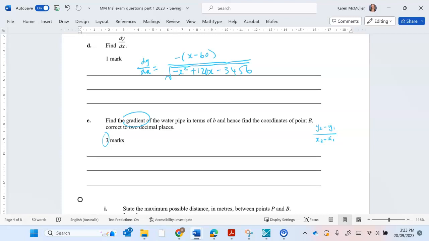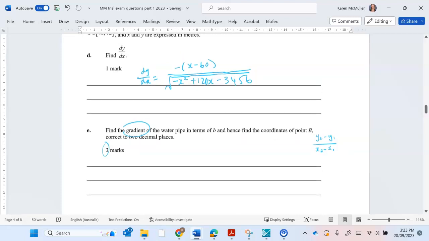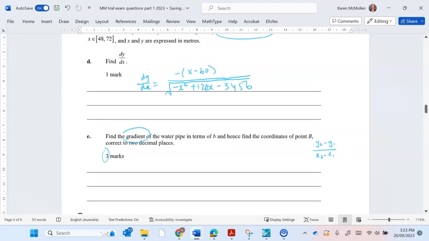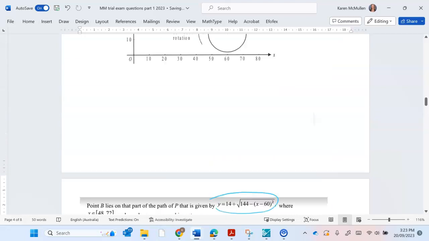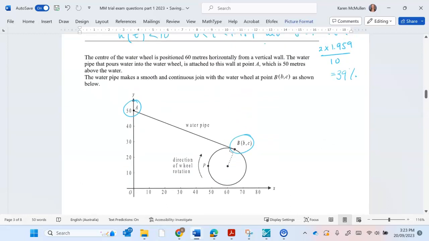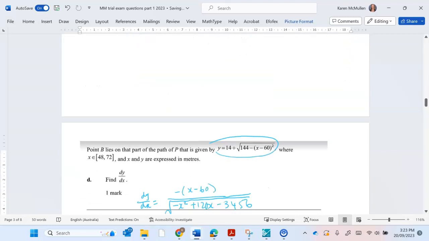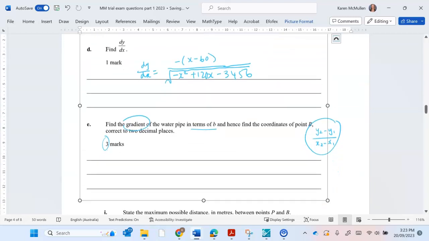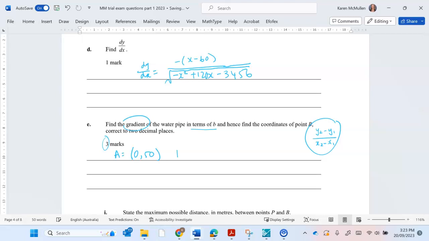We've got our derivative. All right, and because we're finding the gradient in terms of B, find the gradient of the water pipe in terms of B. There's no B in my dy/dx, so that's telling me we're probably going to have to use this. So let's just scroll up. All right, so you can see there's a straight line between A and B. So A is at the point (0, 50) and B is at the point (B, C).